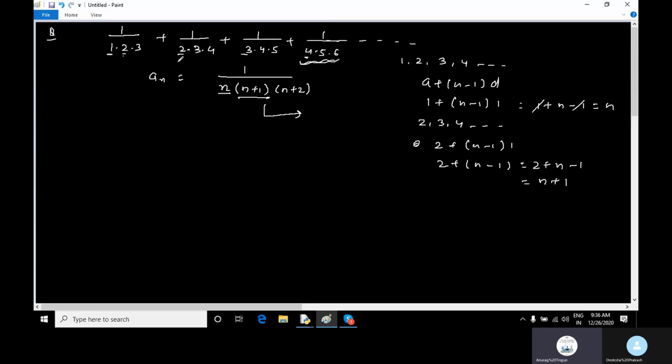Put it here. This is the fourth term, right? First, second, third, and fourth term. If n is equal to 4, if you put it in this, you should get its value. So put 4 here. So 1 by 4, 5, 6, getting it. Understood? So our nth term is correct. Any doubt till here? No.